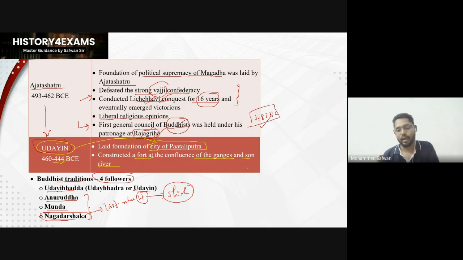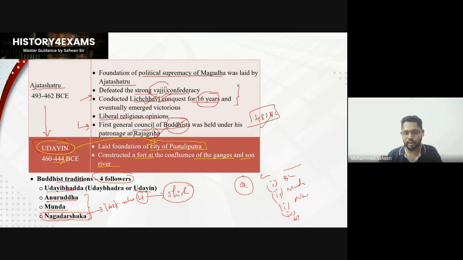So here, another type of question you can expect. That is question number 2, a chronology based question. Consider the following. You will be provided with 5 options. Bimbisara, then Munda, then Nagadarshaka, then Udayin, Ajashatru. Arrange the rulers in chronological order, and you will be given 4 options for that.